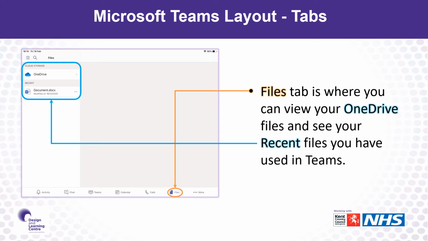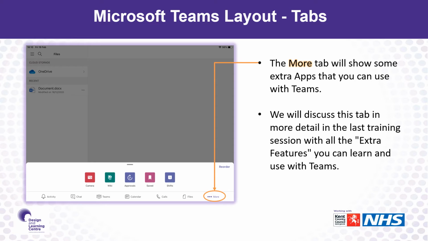The Files tab is where you can view your files that are saved on your OneDrive, along with recent files that you have accessed through Teams. Finally, the More tab will show some extra apps that you can use with Teams. We will discuss this tab in more detail in the last training session with all the extra features you can learn and use with Teams.